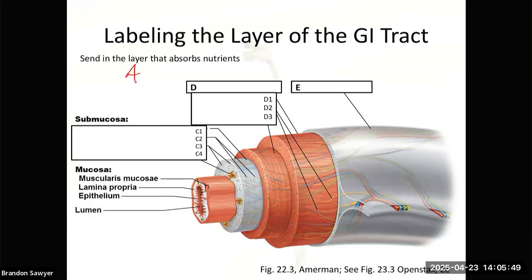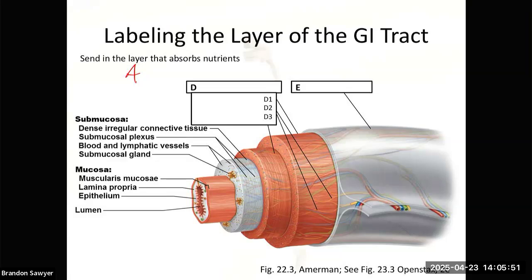Then we've got all those little layers within. We've got dense irregular connective tissue, which helps to stretch and bounce back. We've got nerves there, the submucosal plexus, some nervous tissue. We've got blood and lymphatic vessels that are also there. And then we've got some glands there too, which are going to be releasing some mucus as well.